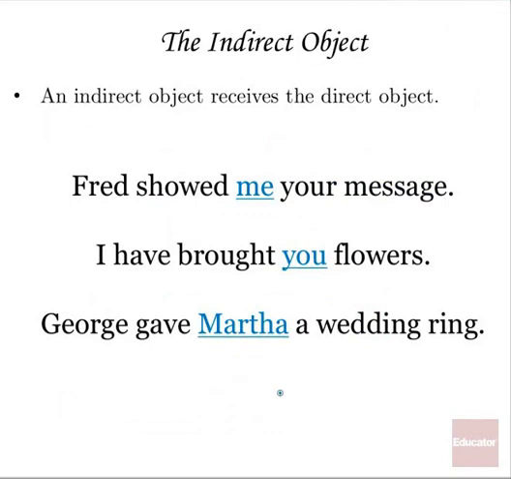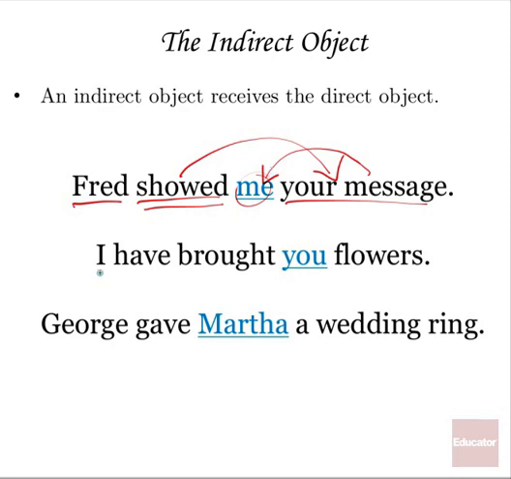Now, the indirect object receives the direct object. So, let's look at the sentence, Fred showed me your message. Fred is our subject. Showed is the verb. And message, your message, is the direct object. It's what's actually being shown. But me is the indirect object. If your message receives the action showed, me receives your message.